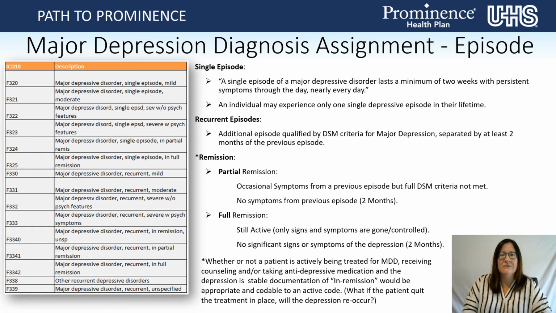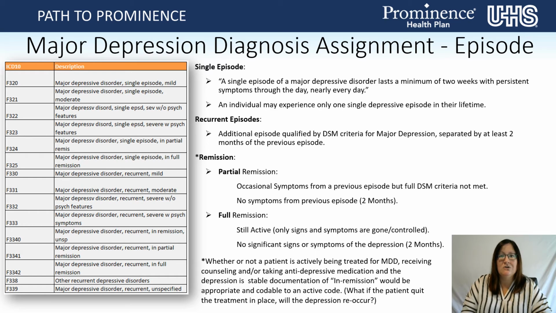Major depression diagnosis assignment for the episode: single episode, recurrent episodes, and remission. So single episode is a single episode of major depressive disorder that lasts a minimum of 2 weeks with persistent symptoms through the day nearly every day. An individual may experience only one single depressive episode in their lifetime. Recurrent episodes: additional episodes qualified by the DSM-IV criteria for major depression must be separated by at least 2 months of the previous episode. And in remission, there's partial remission and full remission.